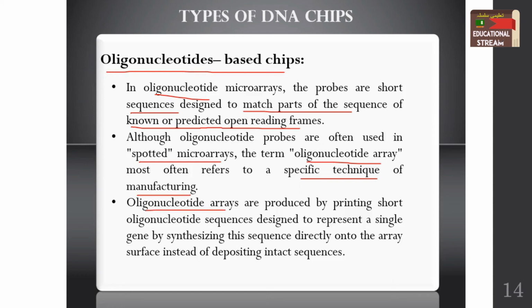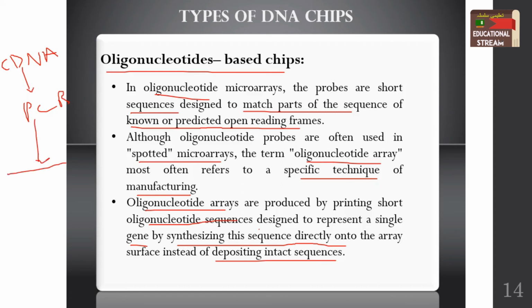So these oligonucleotide arrays are produced by printing short oligonucleotide sequences which are designed to represent a single gene, by synthesizing this sequence directly onto the array surface instead of depositing the intact sequence. So this is the difference between oligonucleotide and cDNA. In case of cDNA, we have the intact cDNA molecule, and we amplify it by PCR, and then each cDNA molecule is immobilized on the solid surface as such, as we have studied on the previous slide.